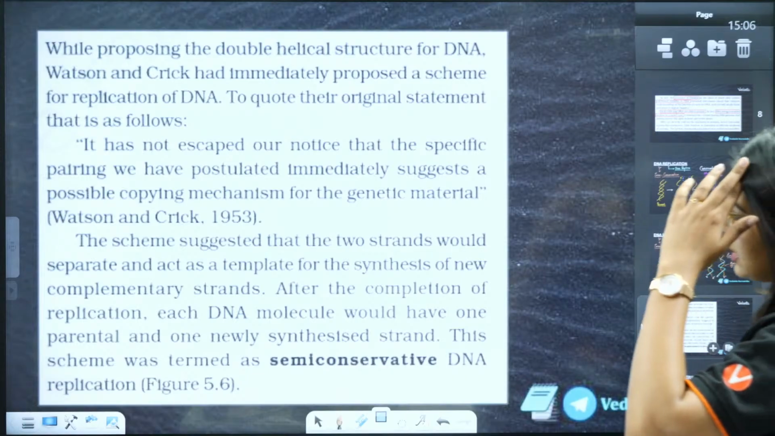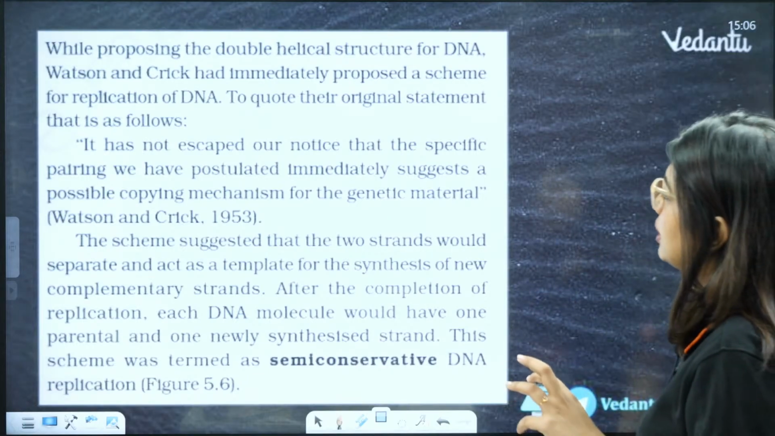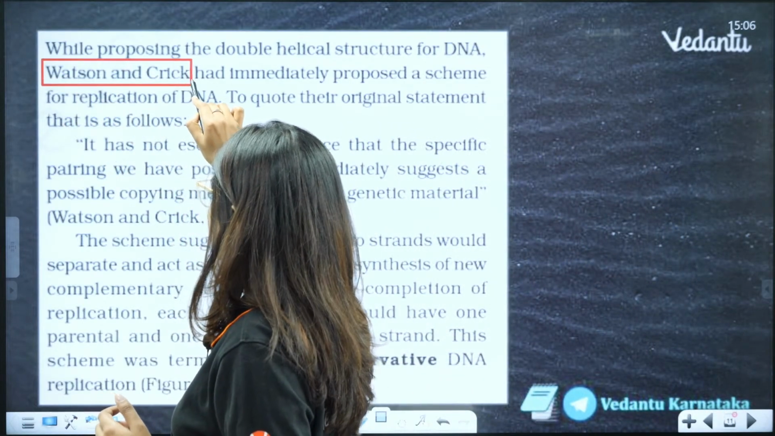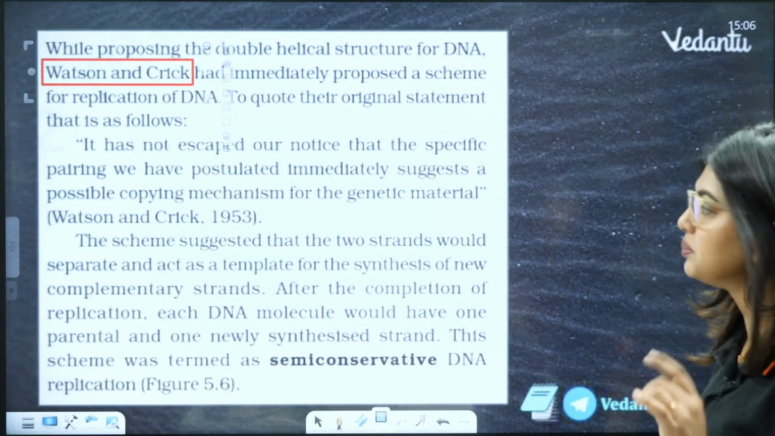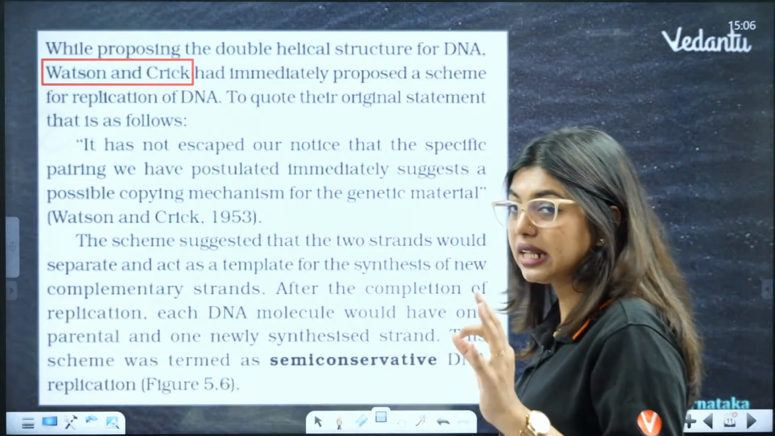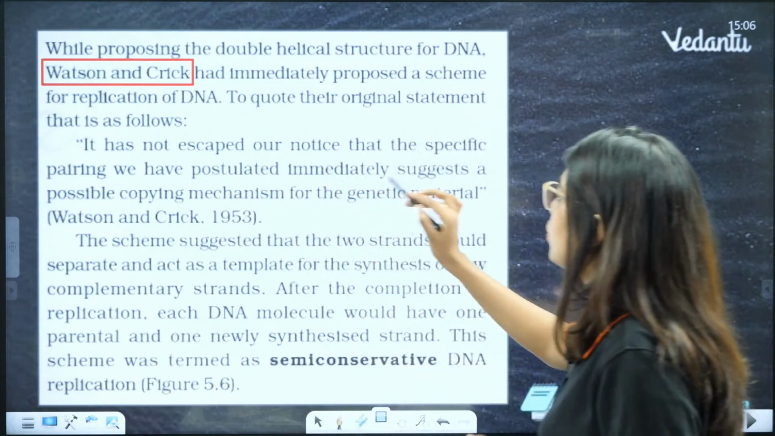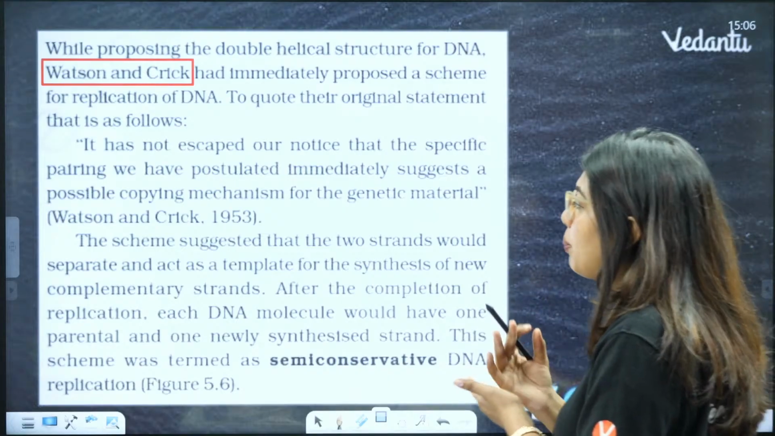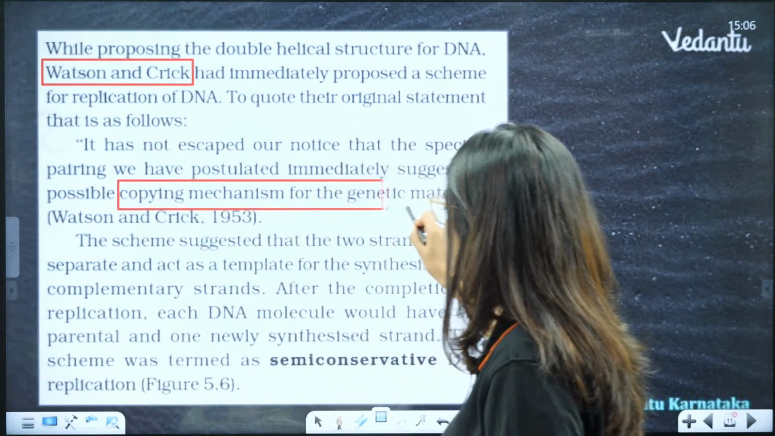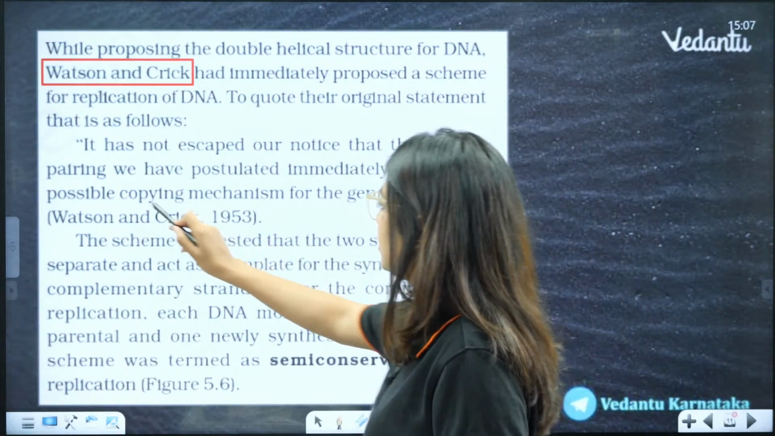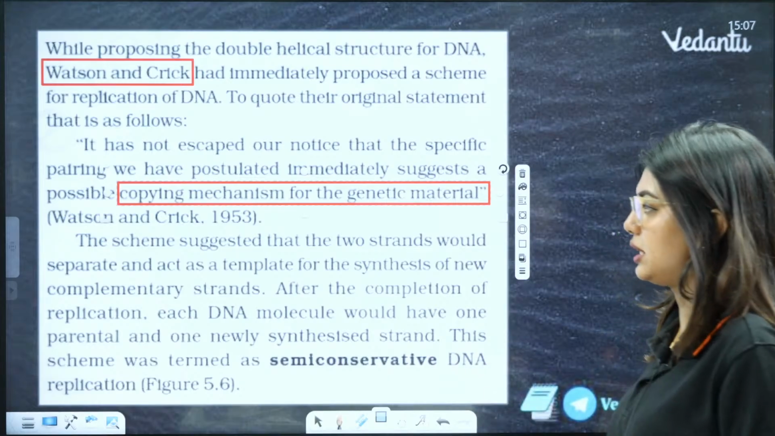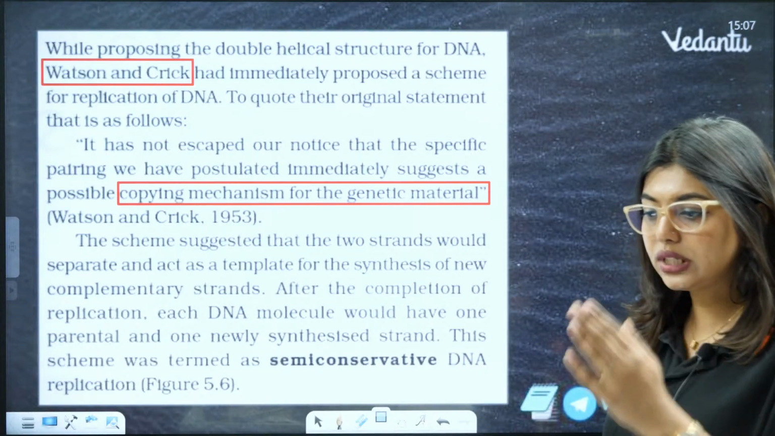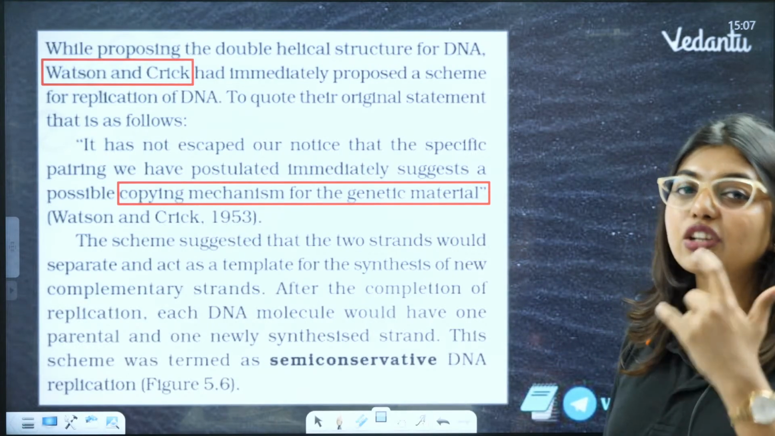While proposing the double helical structure for DNA, Watson and Crick had immediately proposed a scheme for replication. So who came up with replication? It was Watson and Crick. They will ask you this question. To quote their original statement: it has not escaped our notice that the specific pairing we have postulated immediately suggests a possible copying mechanism. So replication is otherwise a copying mechanism for genetic material. Watson and Crick quoted this in 1953: when we looked at the complementary base pairing, we noticed that there should be a copying mechanism as well.